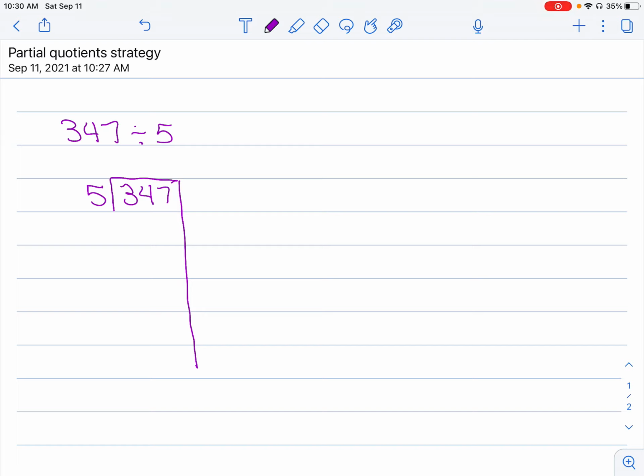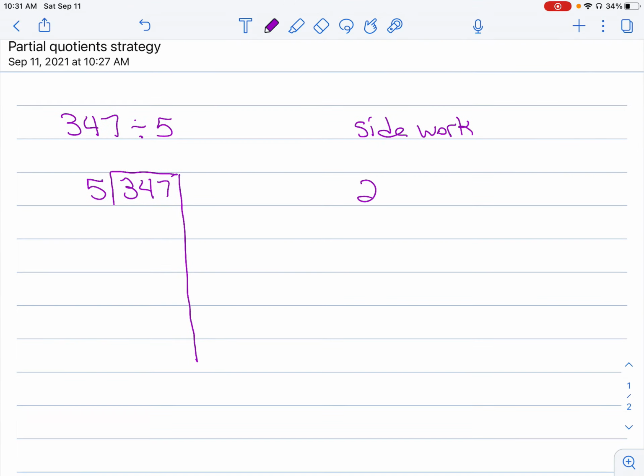I know you guys are much better at multiplying than you are at dividing. So what we do is we write some multiplication facts on the side here. I'm just going to label this side work here, which will help us divide, basically. So I know that with my multiplication facts, I'm good with my 2s, I'm good with my 5s, and I'm good with my 10s. And I bet every single one of you would agree those are your easiest ones. And that's all we're going to need to work with, with partial quotients, 2, 5, and 10.